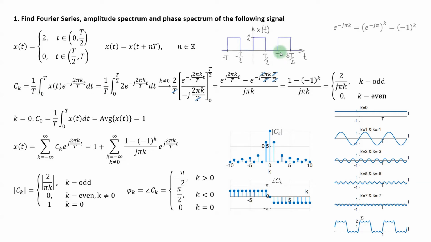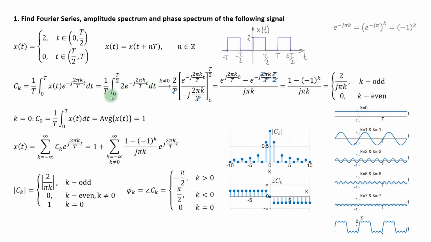And in this plot, I will see that in the interval from 0 to T, my signal is 0 from T over 2 to T. So I do not need to integrate in this interval because in this interval, this expression is 0. I need to integrate only from 0 to T over 2, where my signal is equal to 2. So I can rewrite this integral into this form. I'm integrating from 0 to T over 2 and my signal is 2.